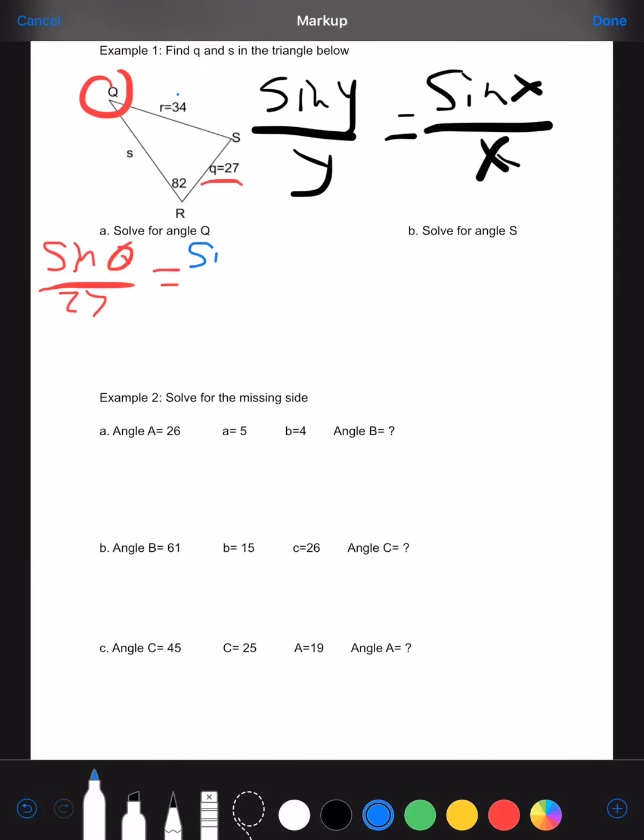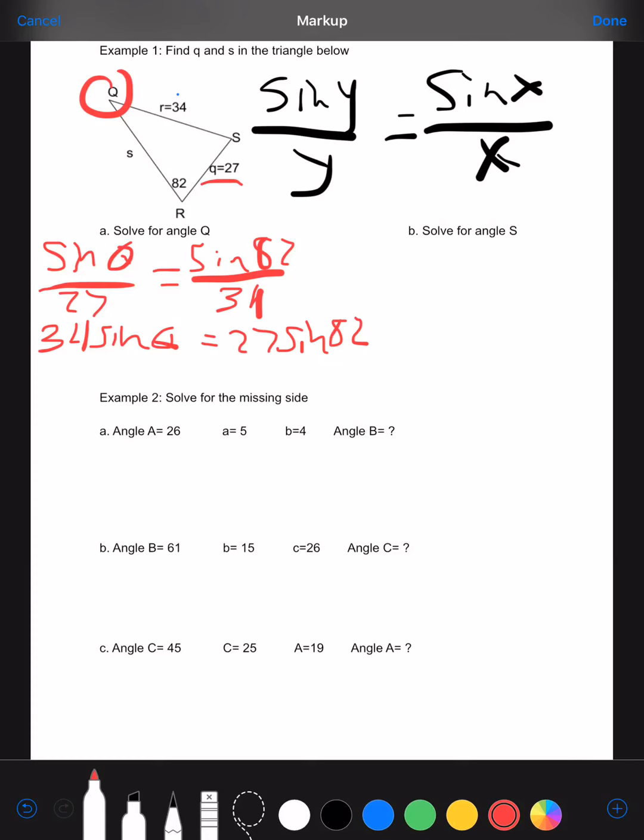So sine 82 divided by 34. And remember, angles always go next to sine. Sides always go underneath. Okay? Now we're going to cross multiply because we love to do that. So we get 34 sine Q equals 27 sine 82.